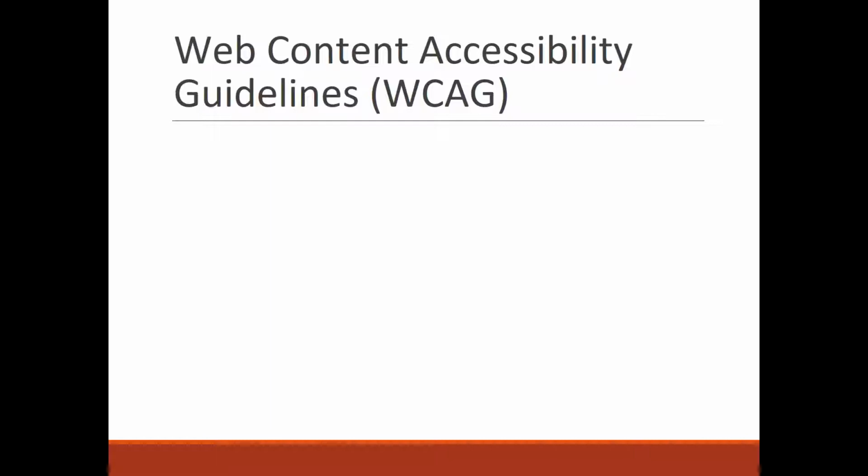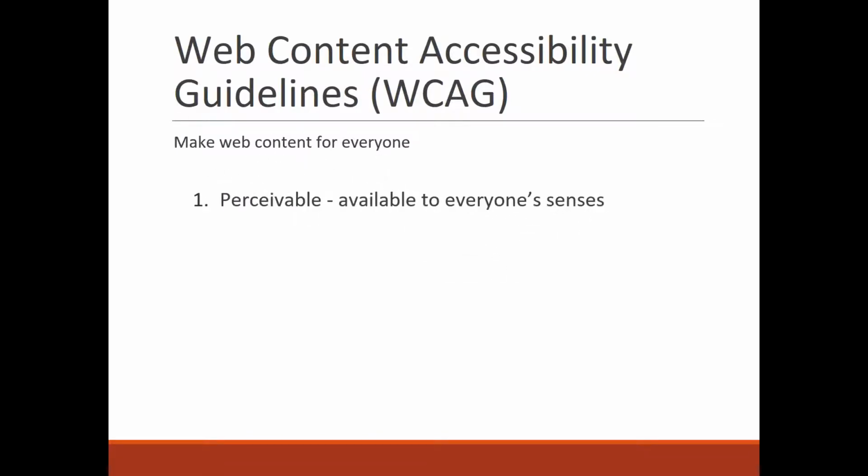The Web Content Accessibility Guidelines, more commonly known as WCAG, make sure the content is accessible for everybody. There are several guiding principles of WCAG, and the first one is digital content needs to be perceivable. So that means available to everyone's senses. So it doesn't matter if the person is sighted, not sighted, has low vision, is deaf or hard of hearing. For everybody's senses, it needs to work.